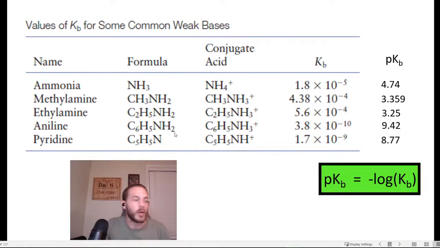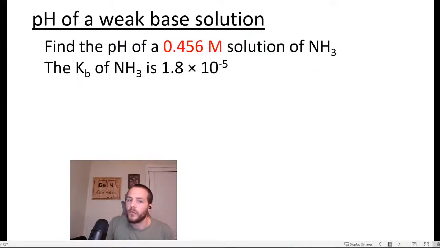So in the next slide, what we're going to do is find the pH of a weak base solution. And that's right here. The problem basically just says to find the pH of a 0.456 molar solution of ammonia, that's NH3, and it says that the Kb, the base dissociation constant of NH3, is 1.8 times 10 to the minus 5. So we're going to use basically the same technique that we would for finding the pH of a weak acid solution, but we're just going to apply that knowledge and those techniques to a weak base.